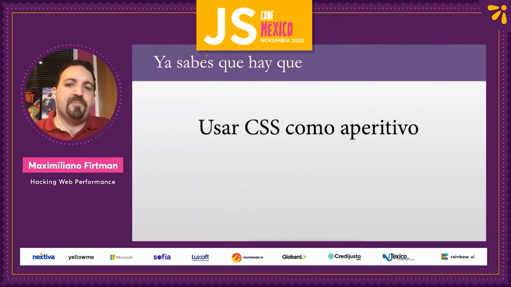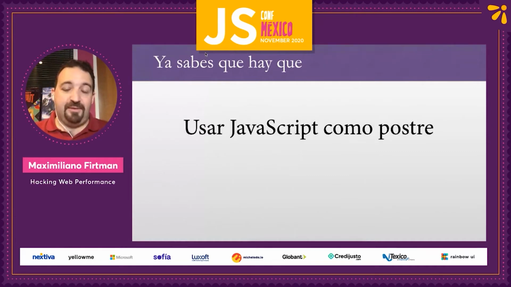I know that you know how to use CSS just as an appetizer, which means that our main meal is the content or the service that we offer, and the CSS is the appetizer. It should be the smallest possible. We're not going to eat 4 tacos as an appetizer. It has to come before everything, and it has to be very small, because without CSS, the browser will not render anything. And JavaScript should be dessert. It's going at the end.